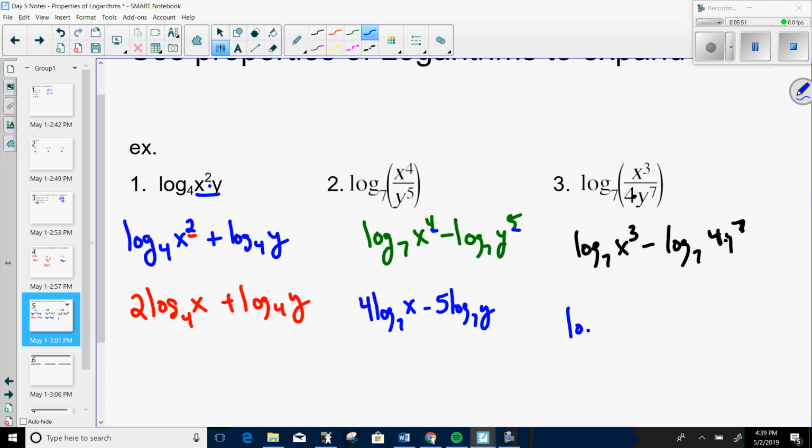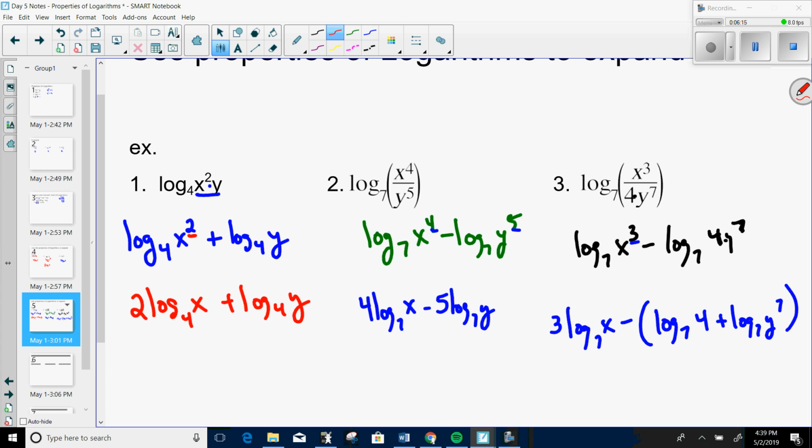So this first part, log base 7, I'm going to move that 3 out front because I can do that, of x minus, now we're splitting this apart. So this minus sign has to affect everything that's being broken apart. So what I do is I use parentheses. This becomes log base 7 of 4 plus log base 7 of y to the 7th.